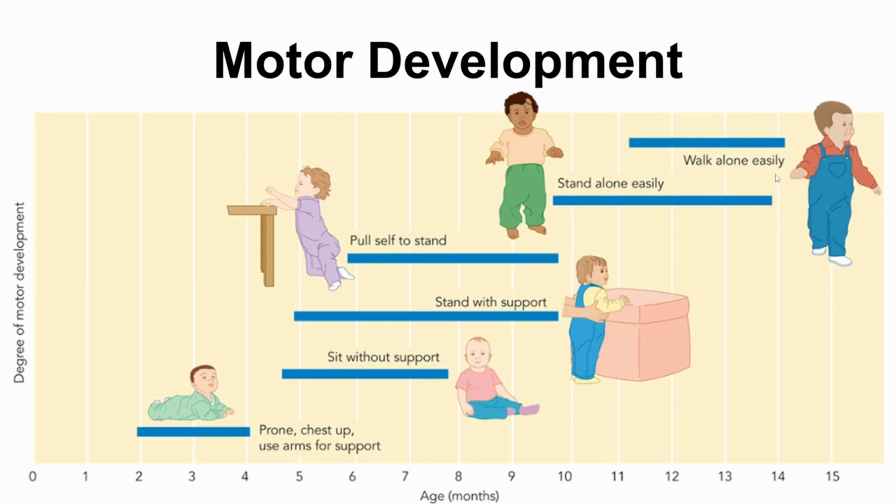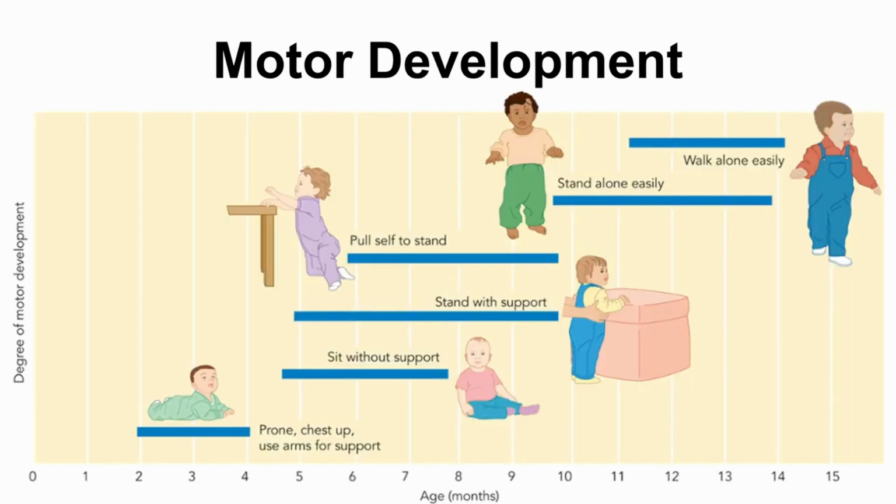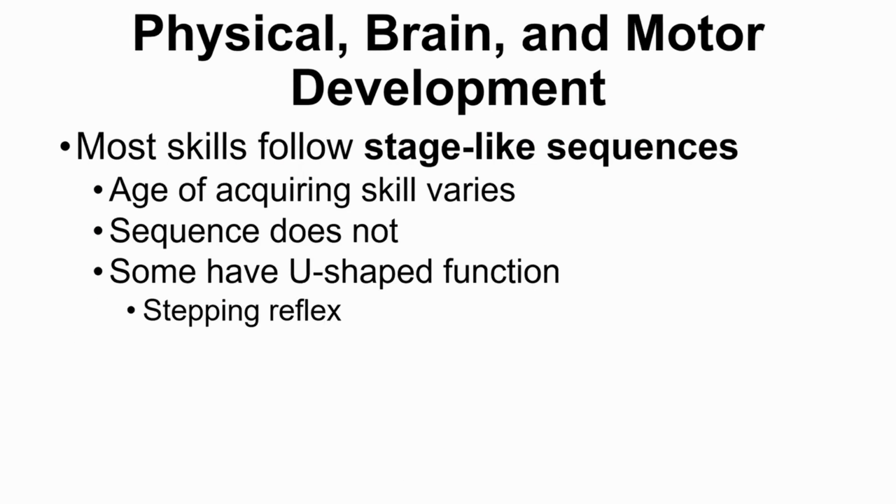But these show us those basic patterns. So most of these skills are following those stage-like sequences where we see that natural progression in a predictable way. The age of acquiring these skills definitely varies, hence the bars, and some of these have very large bars, but the sequence seems to be fairly consistent.